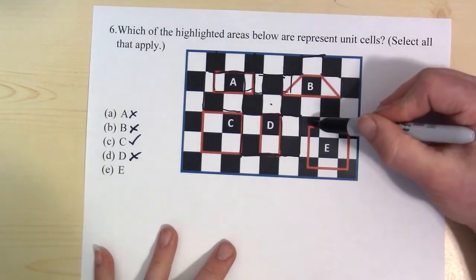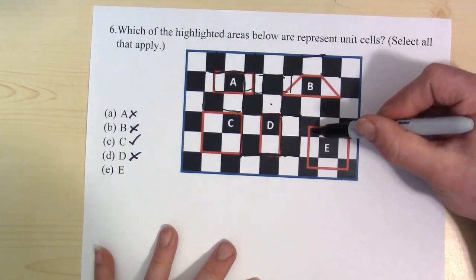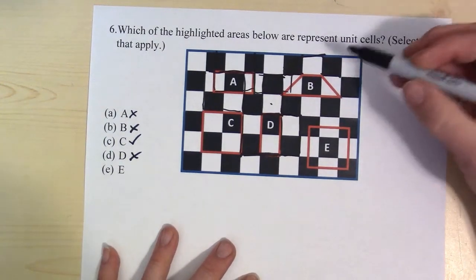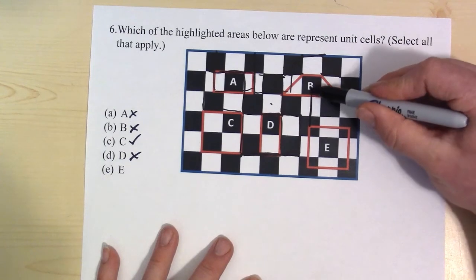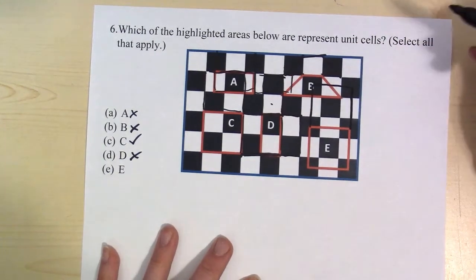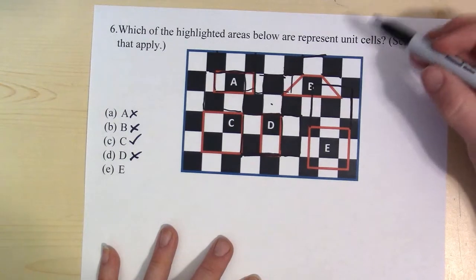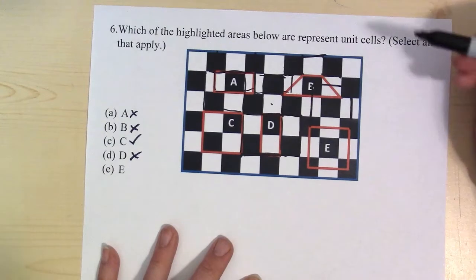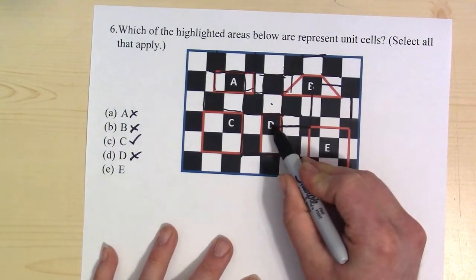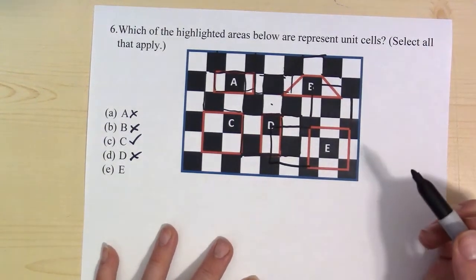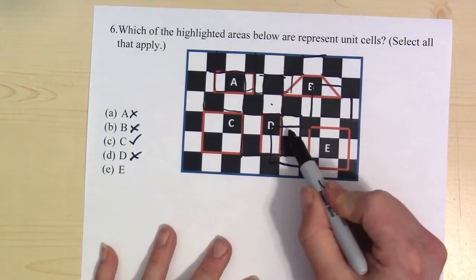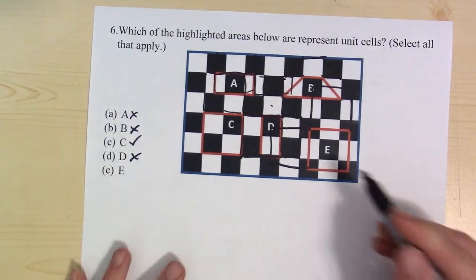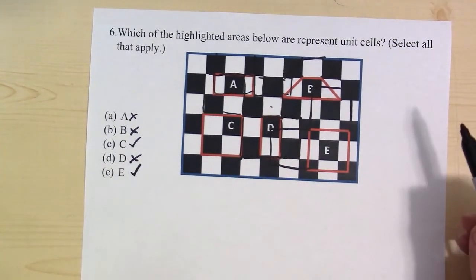And then moving to the last one, E, we have a quarter black, half white, quarter black, half white, repeating around with a black cell in the middle. If we move that up in the y-axis, we see that we have the same thing duplicated there. Quarter black, half white, quarter black, half white, all the way around with the black in the middle. And if we translate it in the x-axis, again we see that we have the same thing. So E is also a unit cell.